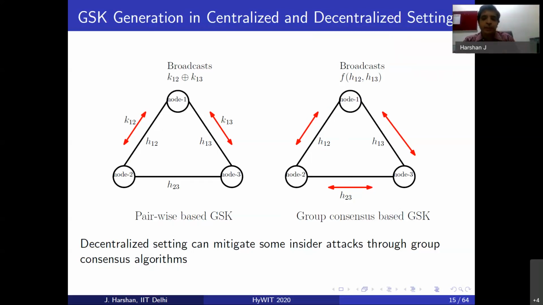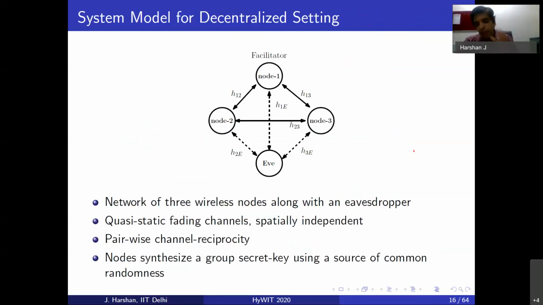Now, while we take this particular approach, the question is that this is very generic. What we are saying here is we are going to broadcast some function of H12 and H13, but then we will have to really carefully ask which function to use, whether it's going to give us a common source of randomness with large entropy, whether it is going to leak any information to the eavesdropper, and so forth, right? For the rest of the talk, we are going to talk about this decentralized setting because of the motivations that were just explained.